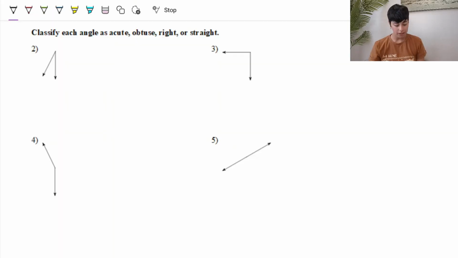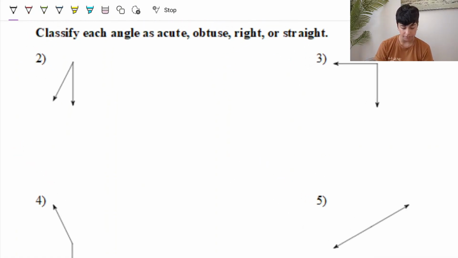Hey guys, in this video we're going to learn how to classify and name angles. So let's take a look here. We need to classify each angle as acute, obtuse, right, or straight. So starting with our first one here, this angle would be considered an acute angle.